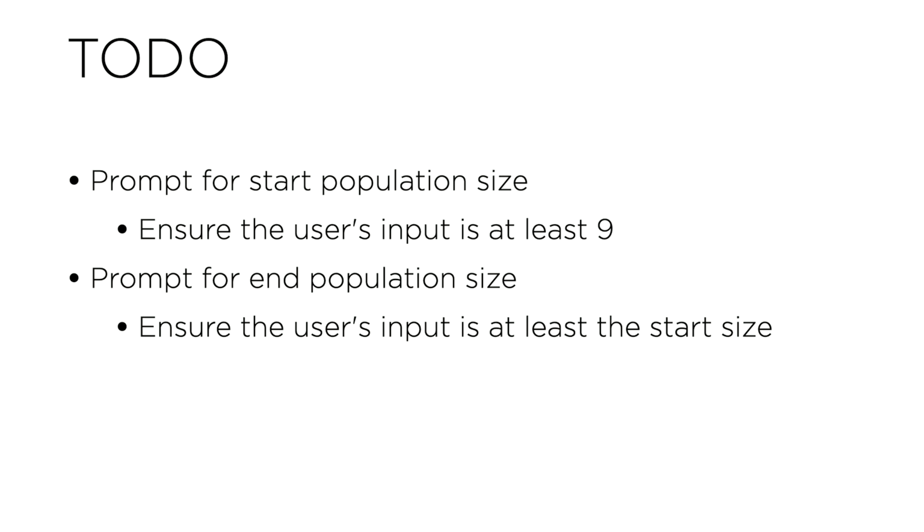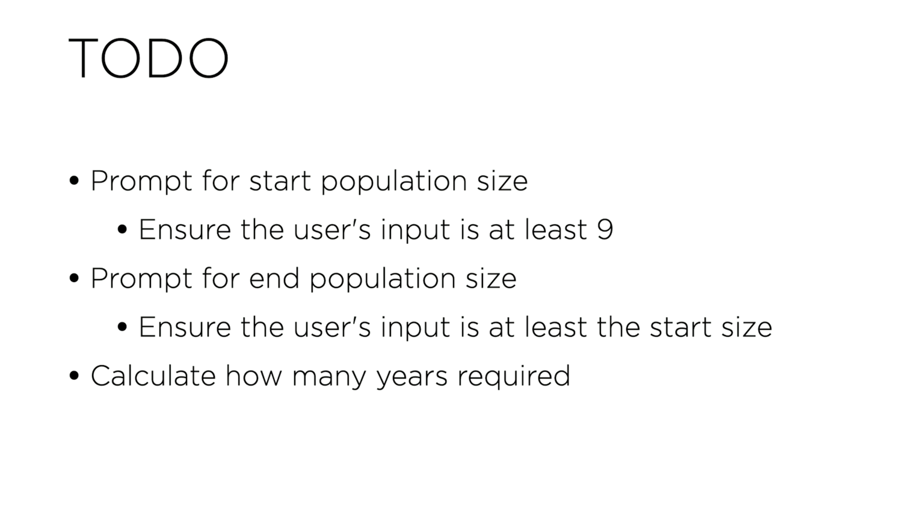It wouldn't make sense, for example, to imagine the population going from a population of 100 to a population of 50, because the population is always going to be growing. So you'll want to make sure that the end population size is greater than or equal to the starting population size. If the user tries to type in an end population size that is less than the starting population size, then your program should continually reprompt the user to type in another ending population size until they provide you one that is at least the starting population size.